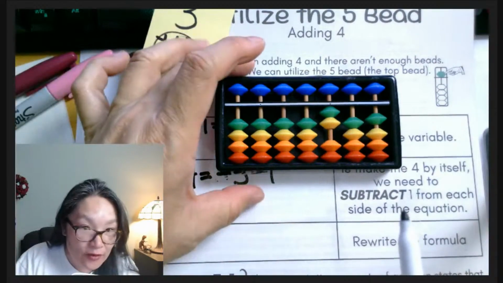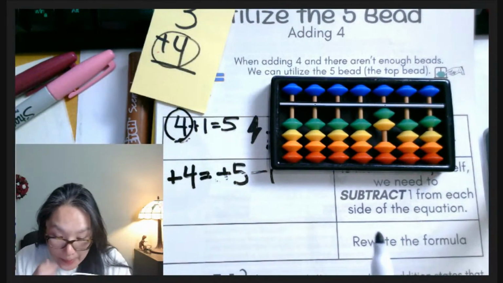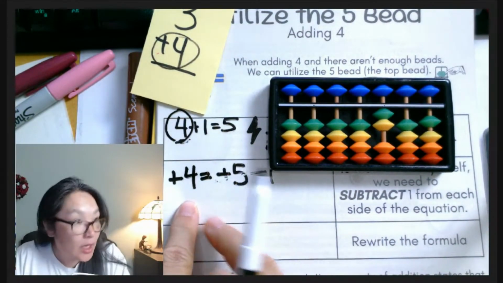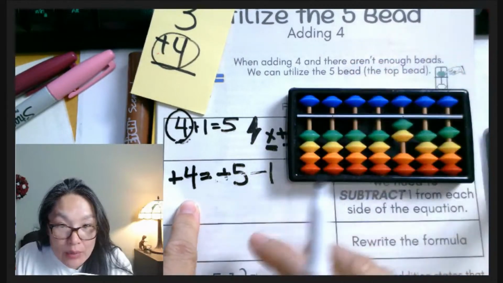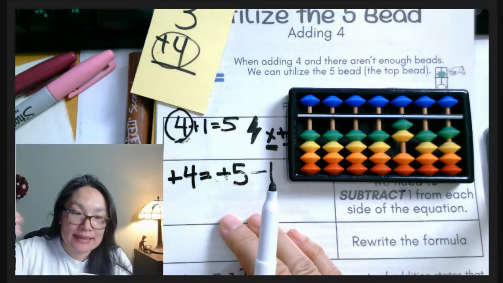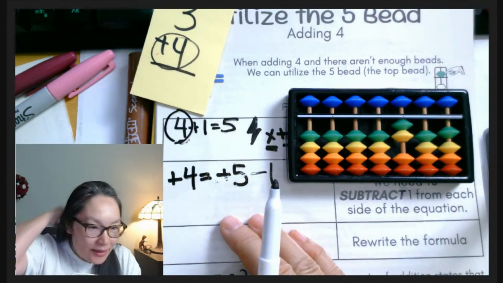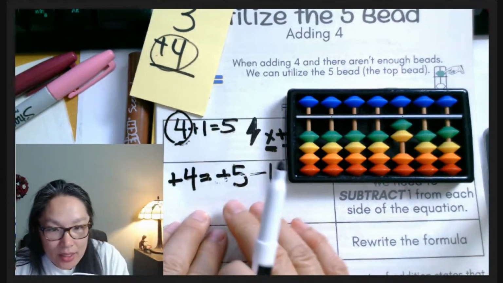There's not enough beads to add the 4. What do? Well, I do this. I already know how to do it, right? Now I'm building, I'm strengthening, I'm practicing. Hey, I'm practicing and building.